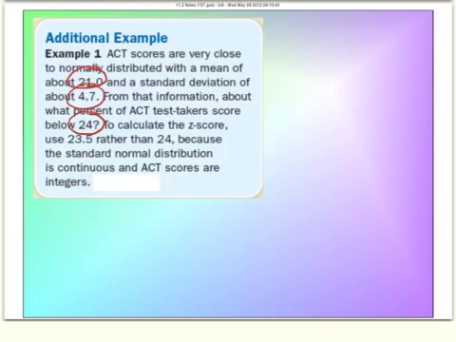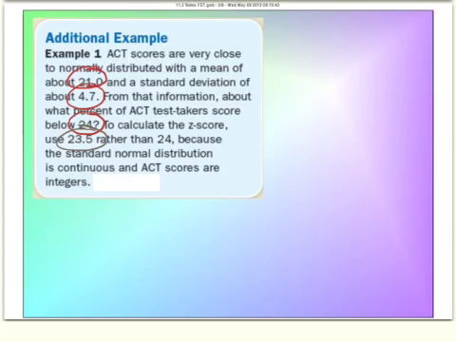It says here, to calculate the Z-score, they want us to use 23.5 rather than 24 because the standard normal distribution is continuous and ACT scores are integers. So that's just a fact they're giving us. They would have had to tell us that, otherwise we would have used 24. Fine. Let's find the Z-score.